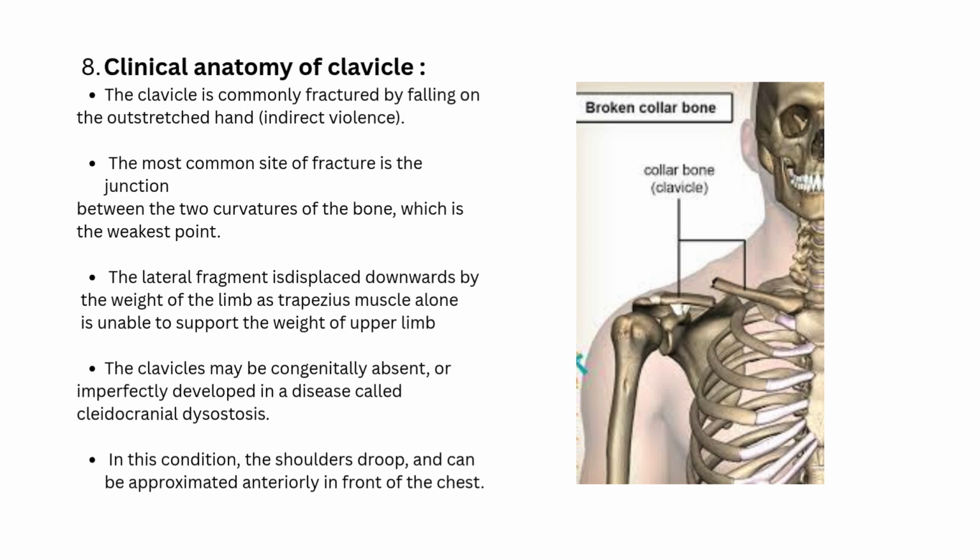The clavicles may be congenitally absent, or imperfectly developed in a disease called cleidocranial dysostosis. In this condition, the shoulders droop, and can be approximated anteriorly in front of the chest. Here we have completed all points of clavicle in detail.